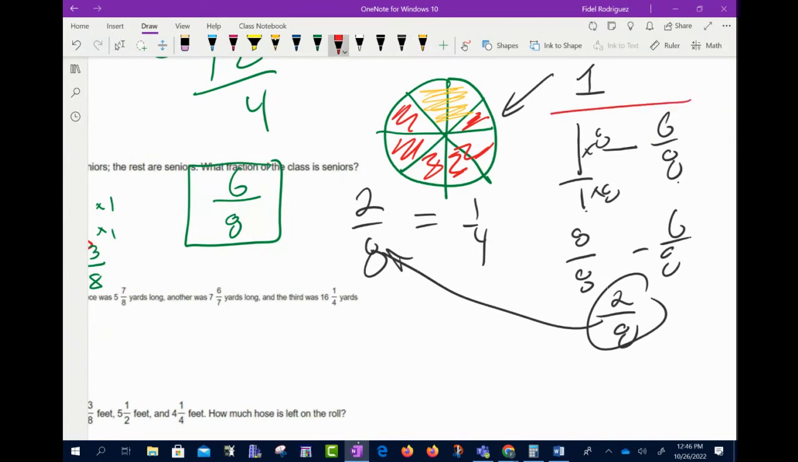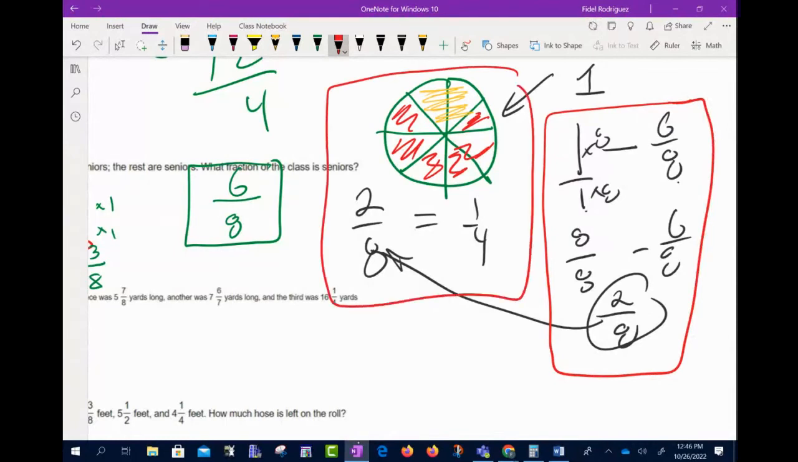This here shows the actual steps on how I did it, but the picture gives me that visual, right? I know I had 6 out of the 8, so the rest of it has to be the seniors. And the rest of it is 2 out of 8, which reduces to 1/4, okay?